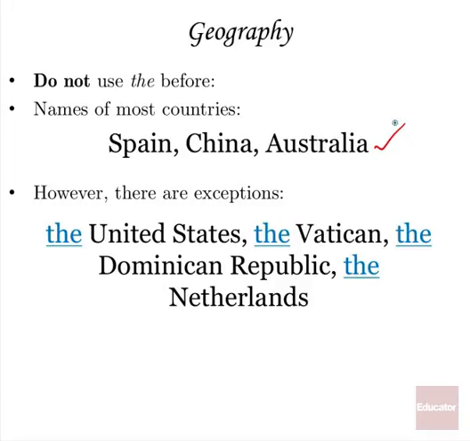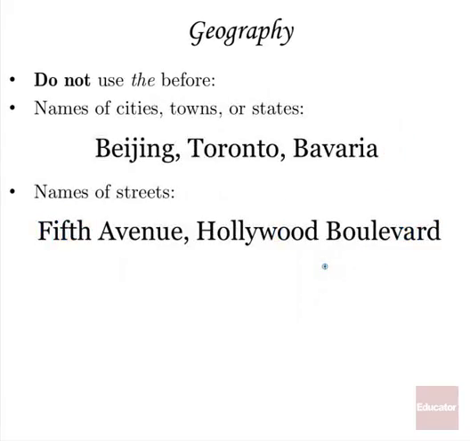Just don't say the. However, there are exceptions. The United States, the Vatican, the Dominican Republic, the Netherlands. And this is one of those that you're just going to have to memorize. The name of this country is the Netherlands. Okay. Do not use the before the names of cities, towns, or states. Beijing, Toronto, Bavaria. You don't say the Beijing.